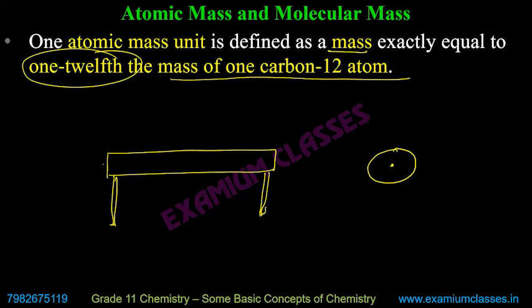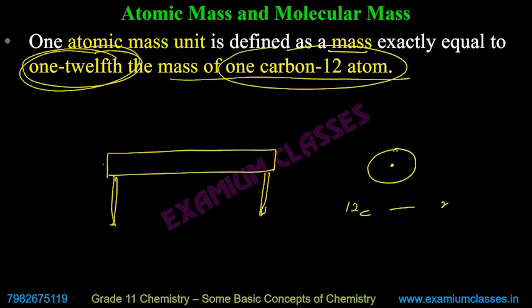So that's why the atomic mass unit was defined, and it was given exactly the same mass as 1/12 of the mass of one carbon atom. So one carbon-12 atom has some mass. When we divide this by 12, it becomes 1 unit. We consider that as 1 unit, and with respect to that one, we calculate the masses.